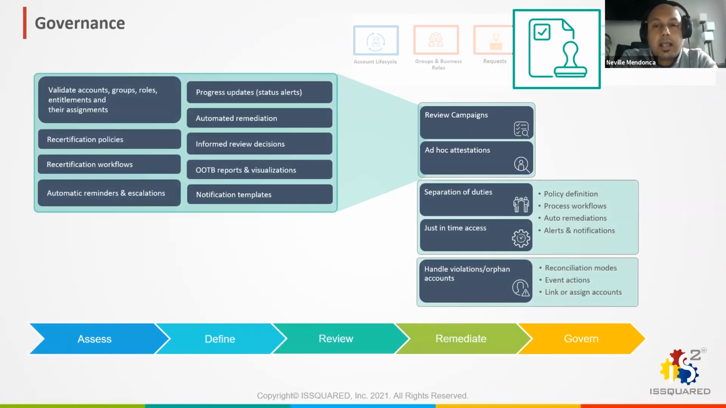Access governance. Let's talk about recertifications. First, recertification campaigns. There are two ways to do this. There are continuous recertifications you can set up, or you can run ad hoc recertification campaigns. What can be recertified? Accounts, groups, group metadata, role metadata, entitlement metadata, or their membership can be recertified. You can define recertification workflows.